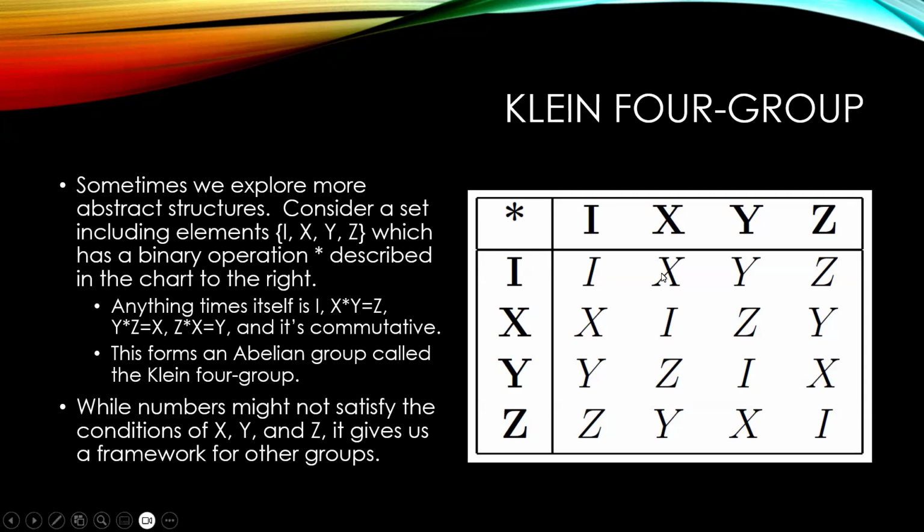It has an inverse because every value is its own inverse in this situation. While numbers might not satisfy the conditions of X, Y, and Z, it gives us a framework for other groups. And so this is now some structure which is not tied to our number structure. And that can be very useful.